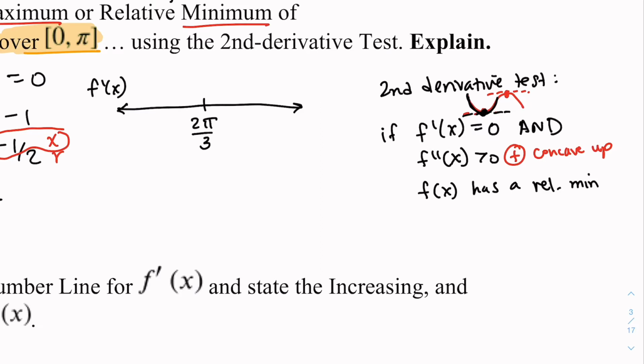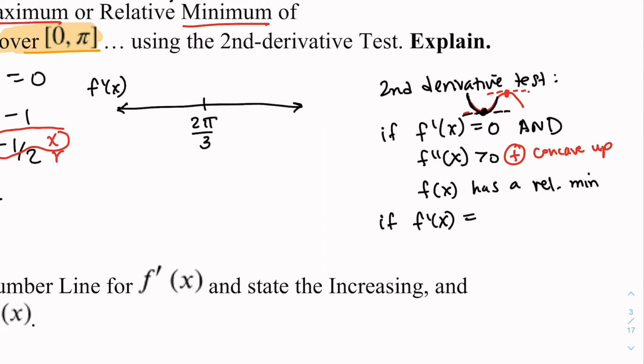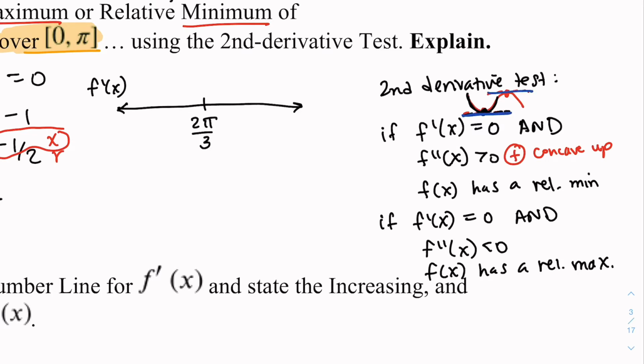Here's the second half of the second derivative test. If I have a horizontal tangent line, so again, either of these cases, but also the second derivative is less than 0, so the second derivative is negative, meaning I'm concave down, then you must have a relative maximum. Your cup down, and at the horizontal tangent line, you would have the relative max there.